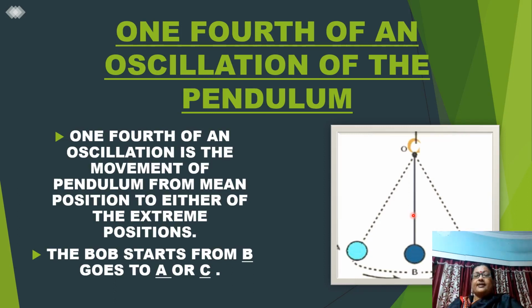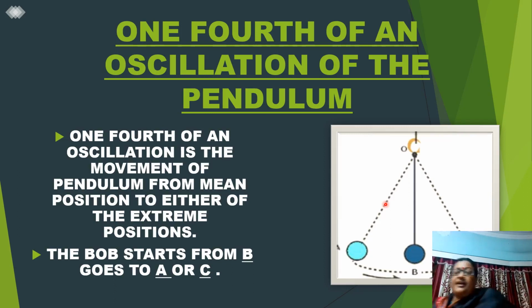Let's understand that again. We said one oscillation is from one extreme to the other extreme and then back to the first extreme. Half oscillation is one extreme to the other extreme. Now half of that half oscillation is how much? From the mean to either this extreme or from this mean to this extreme. That's it. Now we learned one oscillation.